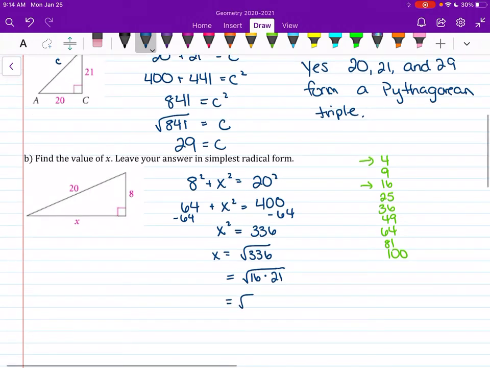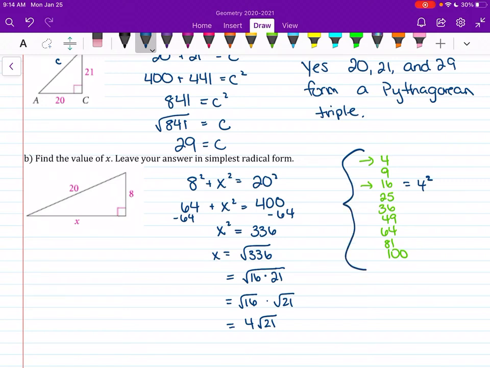Then I can say, oh, that's the square root of 16 times the square root of 21. And the square root of 16, because it's a perfect square, is 4. So now I have 4 times the square root of 21. And there is nothing on this list, 4, 9, 16, that goes into 21. So 21 is not divisible by any of those numbers. That's how I know I am done, and it's in simplest radical form. Okay, so that would be my answer here: x equals 4 root 21.